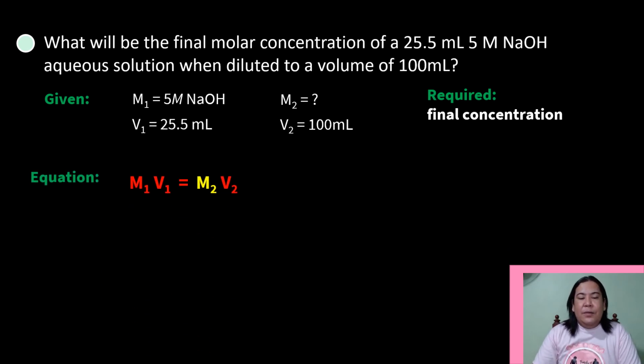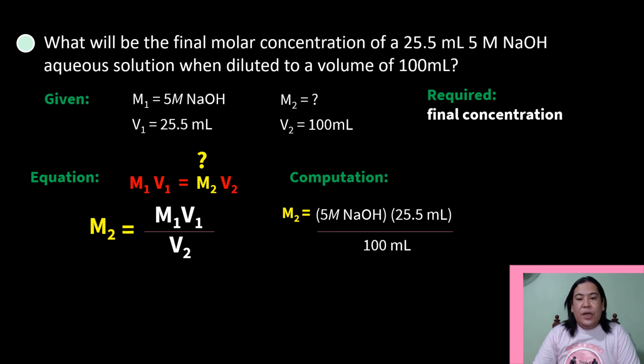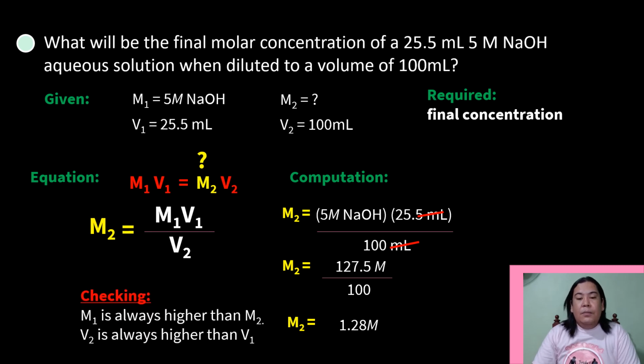Okay, so let us derive the formula. So, M sub 2 is the unknown. It's equal to, kung ano katabi ng unknown, siya yung denominator. Okay, M sub 1 V sub 1 over V sub 2, and then substitute all given values. Okay, M sub 2 is 5 molar times 25.5 ml divided by your V sub 2, which is 100 ml. Cancel the unit of volume. Okay, then MDAS, 5 times 25.5, that is 127.5 molar divided by 100, you will get 1.28 molar.